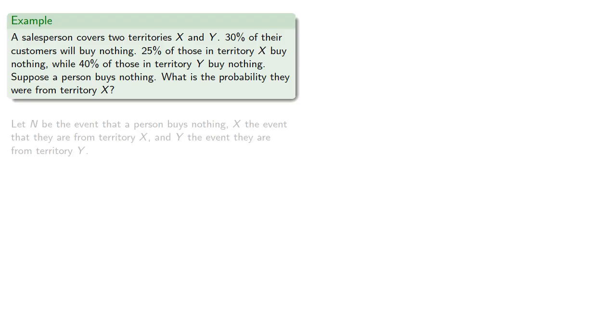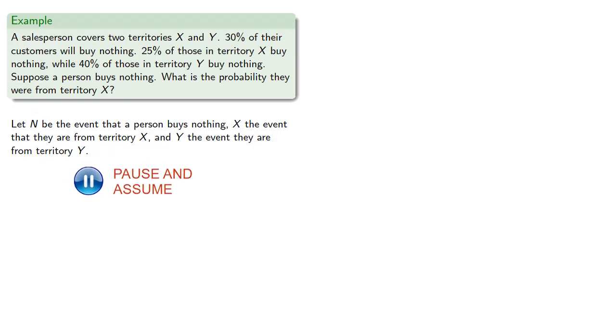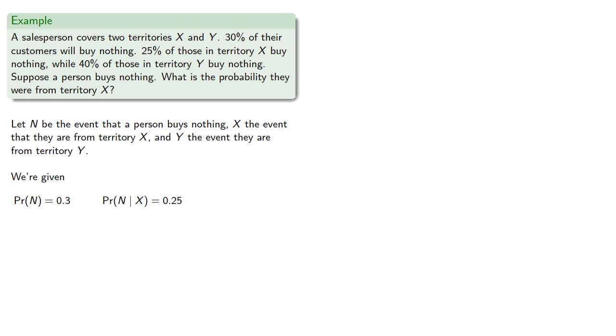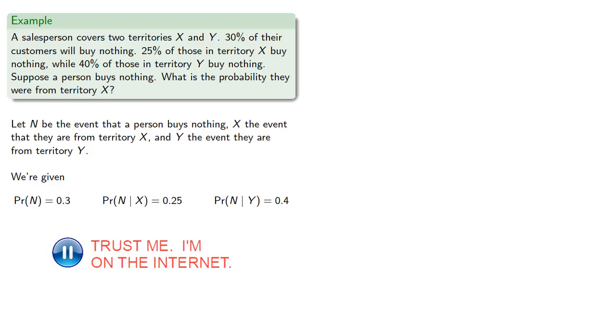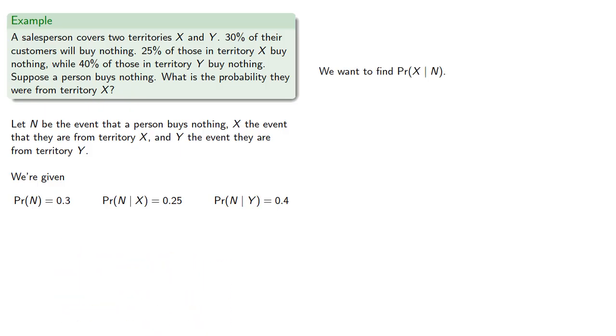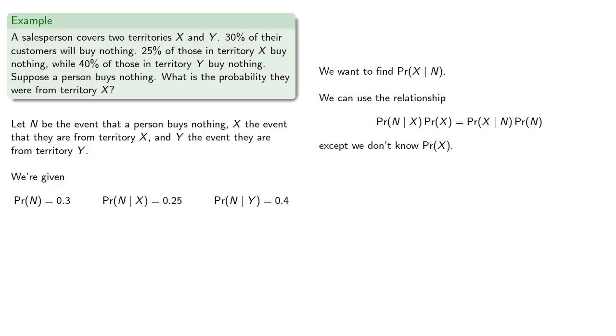So let N be the event a person buys nothing, X the event they are from territory X, and Y the event they're from territory Y. So we're given the probability they buy nothing, the probability they buy nothing given that they're from X, and given that they're from Y. Now, we want to find the probability that they're from X given that they buy nothing, and we can use Bayes' theorem, except we don't know the probability they're from X.